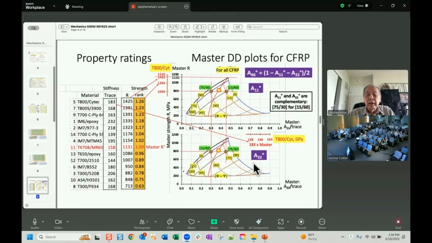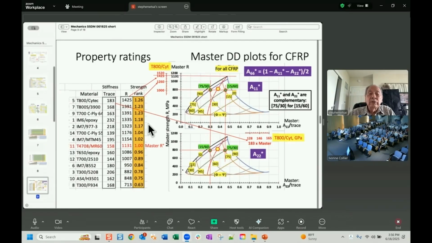And there you can come out with a universal curve of strength versus stiffness. And this is a rating of the stiffness as a rating of the strength. You can plot a universal curve. This is for the A11, A22. Of course, you can get the A66.